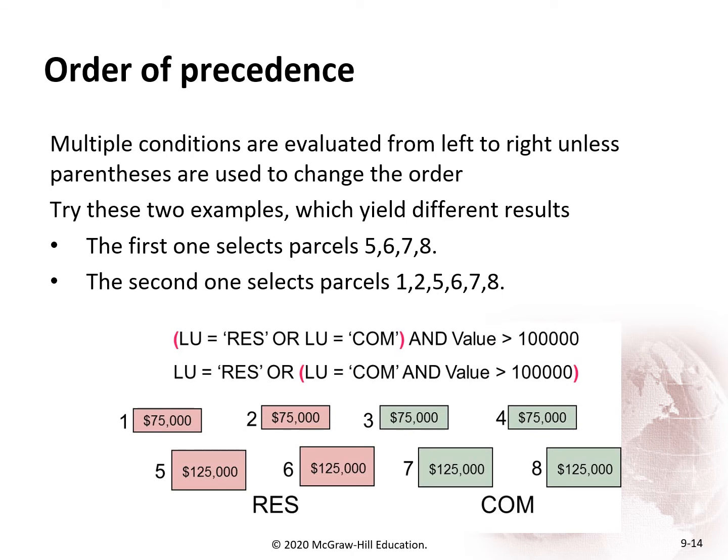Order of precedence. Multiple conditions are evaluated from left to right unless parentheses are used to change the order. You'll get different things if you don't pay attention to parentheses. You do what's in the parentheses first and then left to right. So you're starting left to right and then you do what's inside the parentheses. It will give you very different outputs if you don't do it correctly.